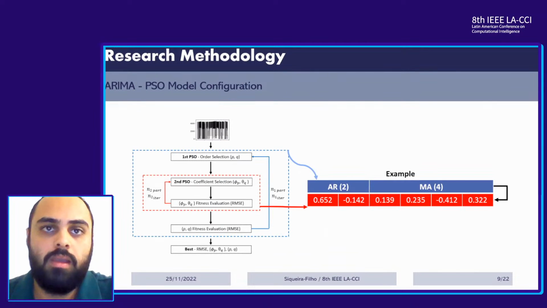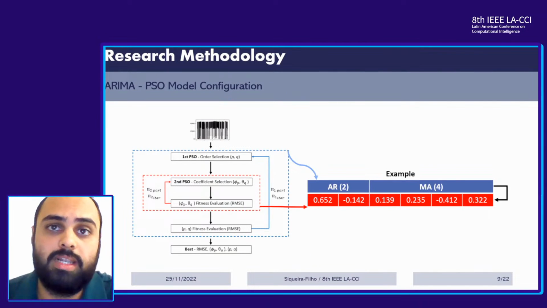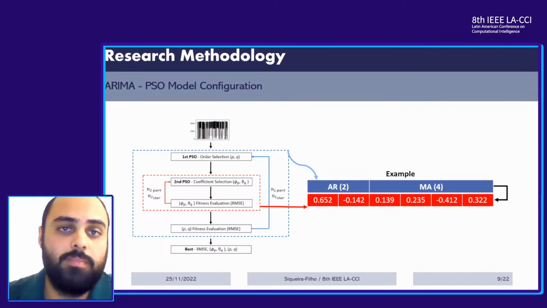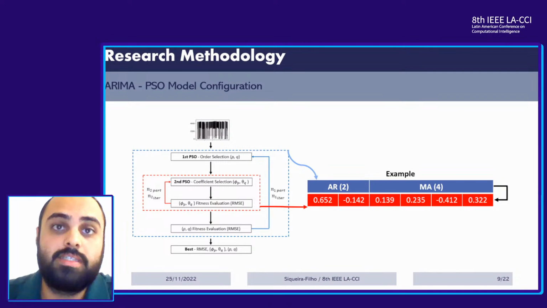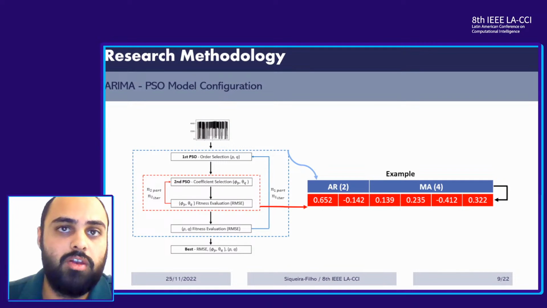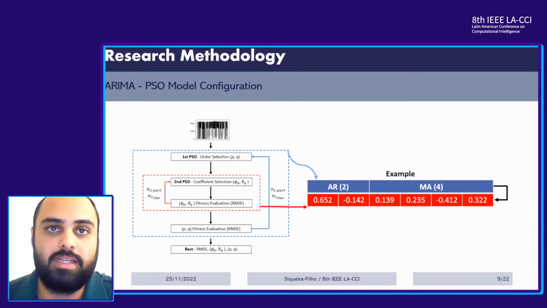In this research, the algorithm that selects the orders through the first PSO module, the blue one, and then estimates the coefficients on a second PSO module, the red one, with both using global topology for these tasks. And in the end, the ARIMA PSO model with minimal root mean square error is selected, like the example shown on the right.